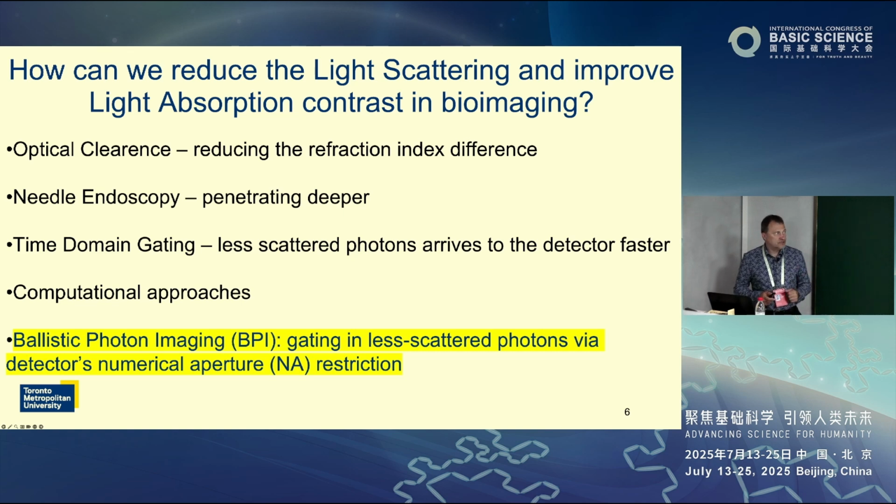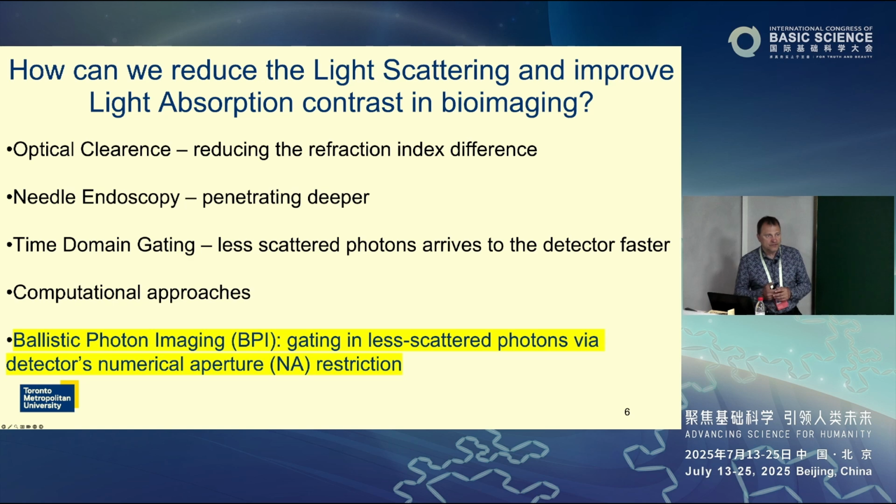The other approach is time domain gating. Less scattered photons actually arrive faster. If we do gating, for instance, of the fastest photons, in this case, we obtain less scattered photons. Less scattered photons would provide us with imaging that is basically based on the contrast of the absorption structures. And in this case, the detector collects those photons and facilitates the imaging.